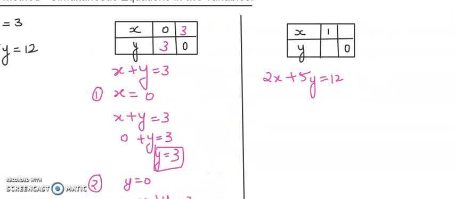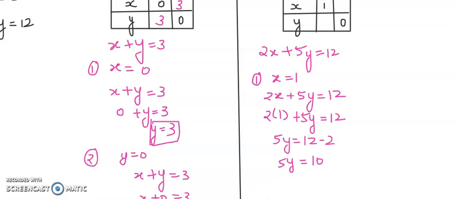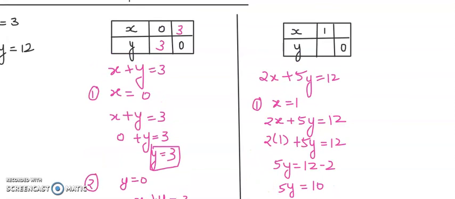Next, the next equation I'm taking x is equals to 1 and then y is equals to 0. So x is equals to 1. So 2x plus 5y is equals to 12. 2 times 1 plus 5y is equals to 12. Means 2 will go on the other side. So we will get 5y is equals to 12 minus 2. So 5y is equals to 10. That means y is equals to how much? Yes, 2. So if x is 1, I'm getting y as 2.